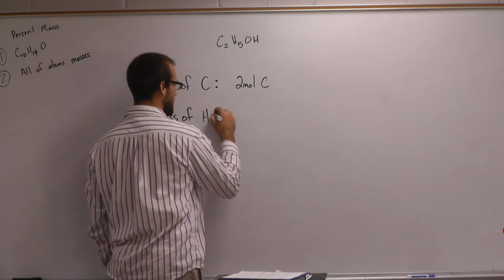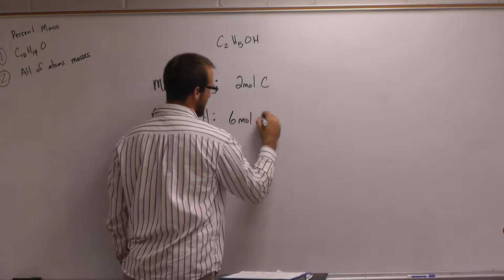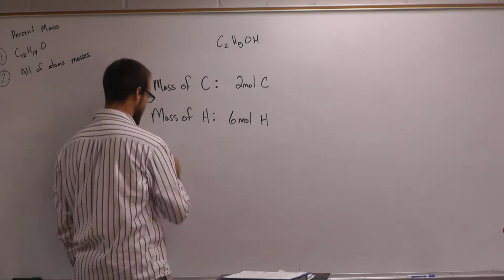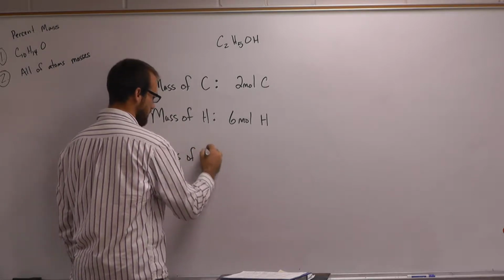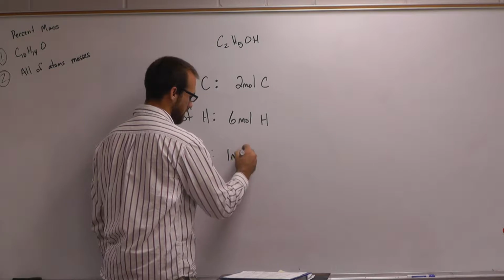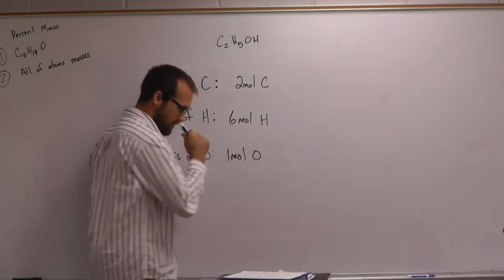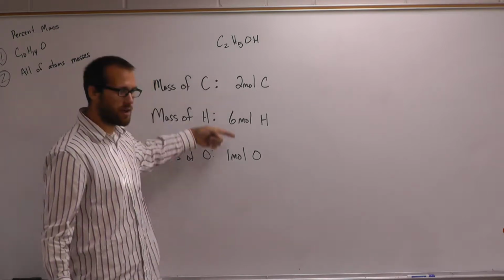How many moles of hydrogen do I have? 6. I'm on the trickier one, I get it, because it's in 2 locations. And how many? Okay. 16, 6. Now we know the mole ratio.